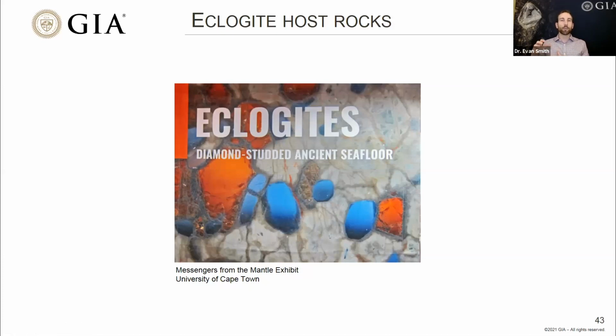So this isn't trapped in a diamond. This is a chunk of rock in its own right that's also been transported up in a kimberlite. And in this polished piece of rock, we can see orange garnet and this blue mineral, which is kyanite. So these are the same minerals that we saw trapped in that diamond.